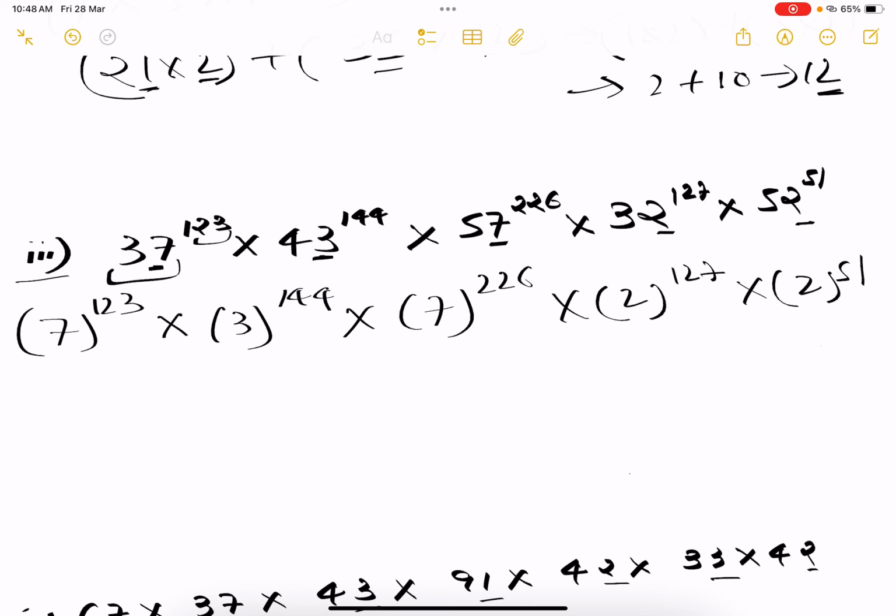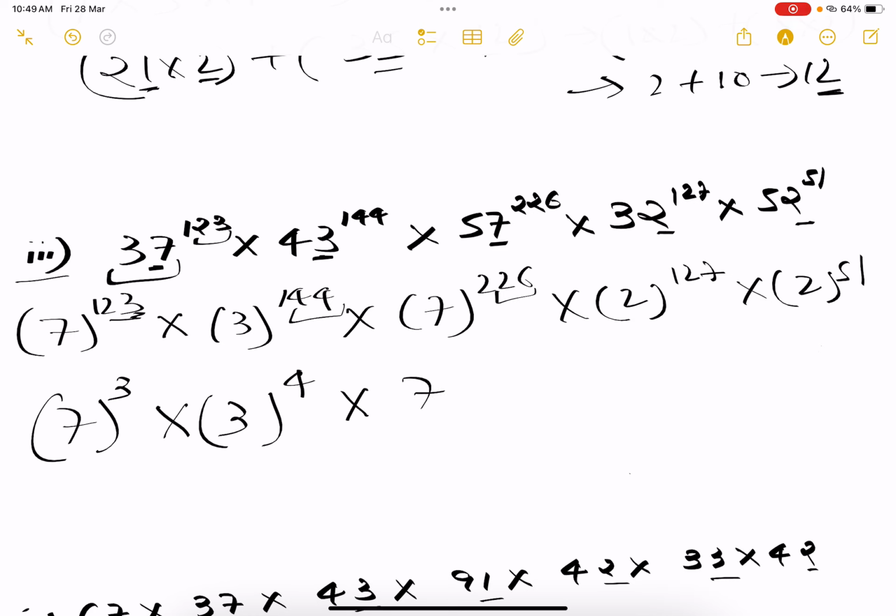We do not do anything else, we just take the last two digits and divide by 4. So this is 7. Now if I divide 23 by 4, then I get remainder 3, because 4 into 5 is 20 and the remainder left is 3. So I'll write 7 to the power 3. Similarly, if the last two digits are 44, now 44 is completely divisible by 4, so the remainder would be 0. So if the remainder comes out to be 0, then we give the number the power of 4. So here the power would be 4. Similarly, here the last two digits 26. If we divide by 4, then 4 into 6 is 24. So we are left with 2 as remainder. So here the remainder would be 2.